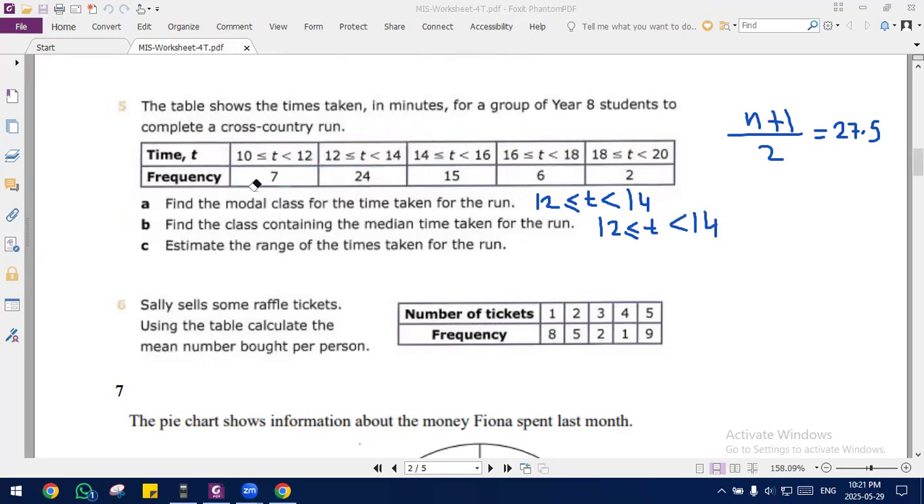Now, next, estimate the range of the time taken for the run. Okay, estimate. Why estimate? Because we don't know the exact values. So for estimation, take the highest value, which is 20, minus the smallest value, which is 10. 20 minus 10 is 10 minutes. So we consider the range as 10 minutes.